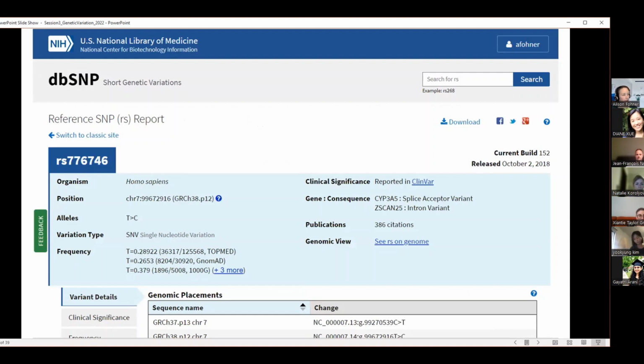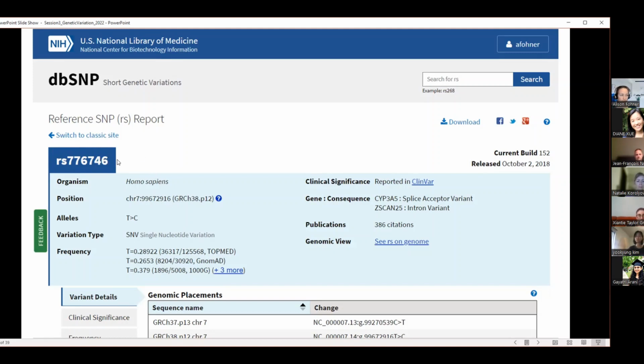But every single nucleotide polymorphism that has been described has a unique identification number. And that's what we see here. This RS776746 corresponds to one particular nucleotide in the genome that has been shown to have some variability.